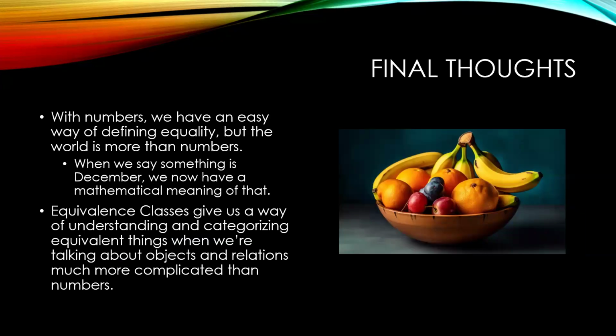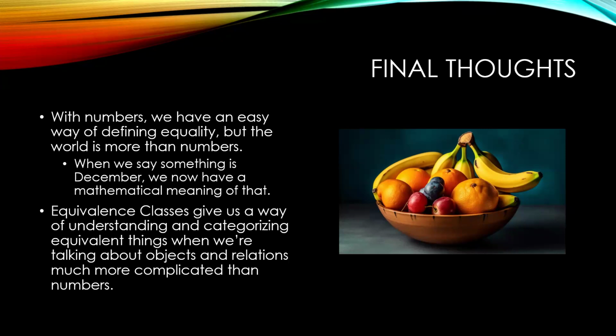Final thoughts. With numbers, we have an easy way of defining equality, but the world is far more than numbers. When we say something is December, we now have a mathematical meaning of that. And that's important because when we think about what math is all about, understanding certainty, we have to have well-defined objects in order to define certainty. Well, now we can take an abstract concept like the month of December and give it mathematical meaning.